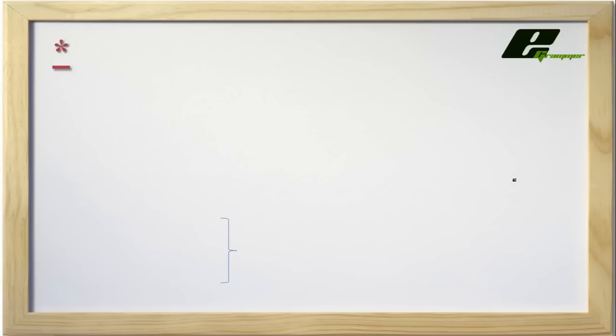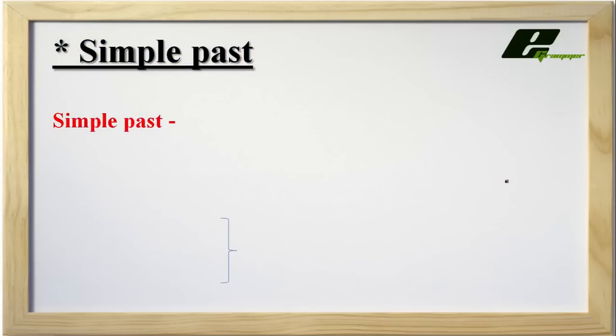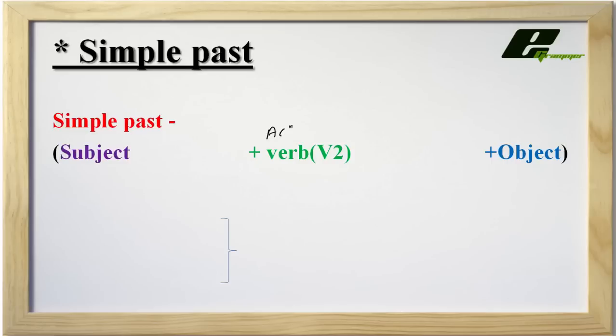Now, let us jump to our formula for simple past tense. Subject plus verb two plus object. Now, this verb means what? An action word. Any type of action word that comes in a verb is divided into three parts: base form, then past form, and then past participle form. So this V2 means what? A past form of the verb.